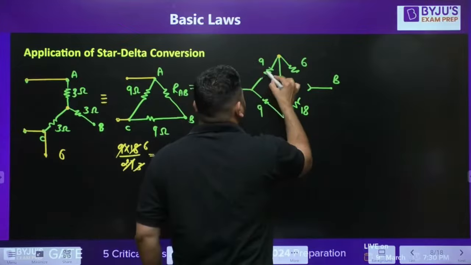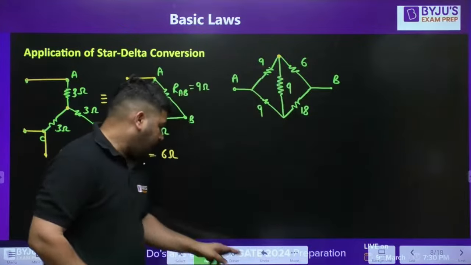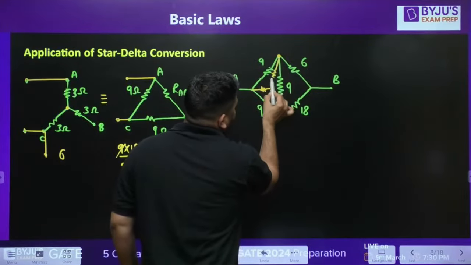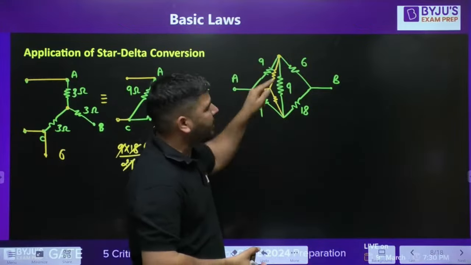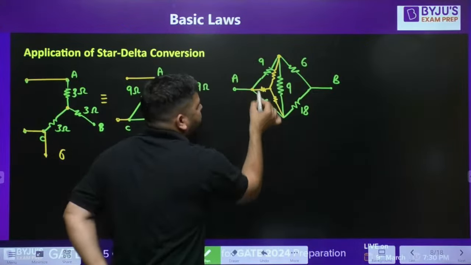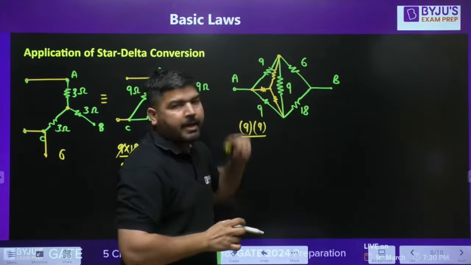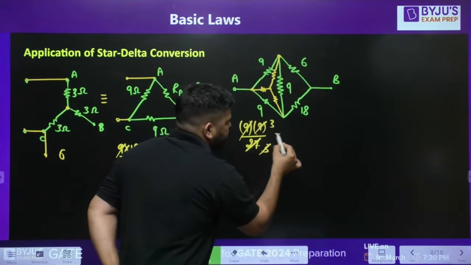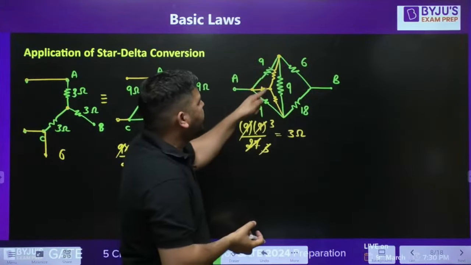Now I want to convert this delta side into star. Now how to convert this delta side into star? It's very simple. You just make it like this. This delta can be converted into star. Now can you tell me this resistance value? This resistance value will be 9 into 9 divided by 9 plus 9 plus 9. It means 27. So it will be 3 ohm. So you can see that this resistance is 3 ohm. So this has to be 3, this has to be 3.